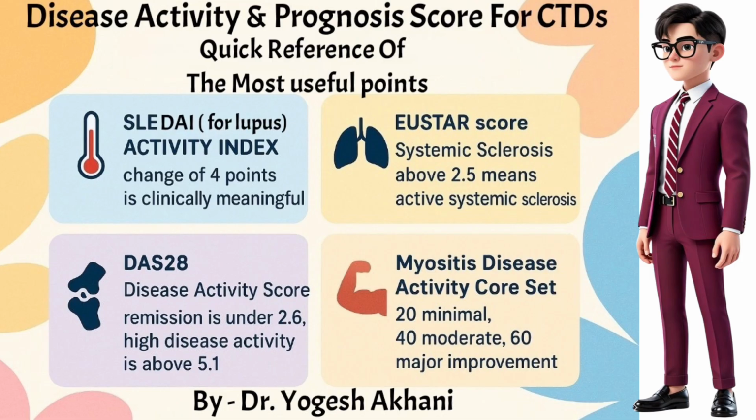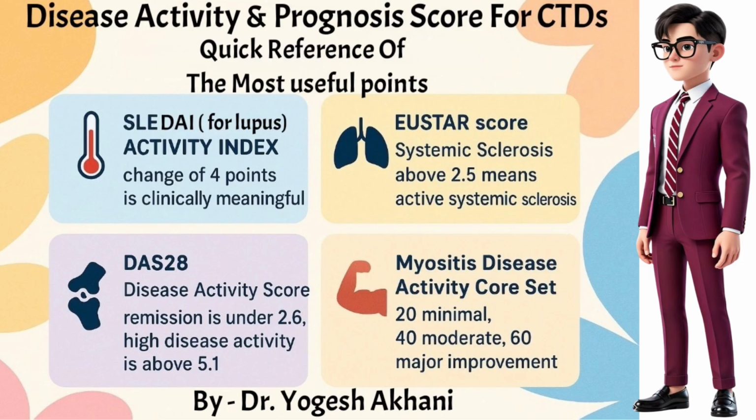EU-STAR, for systemic sclerosis. Now let's move to systemic sclerosis. Here we use the EU-STAR activity index. It includes things like the modified Rodnan skin score, new digital ulcers, tendon friction rubs, elevated CRP, and lung involvement. If the EU-STAR score is above 2.5, we call it active disease. That means the patient is at risk of progression, especially interstitial lung disease or pulmonary hypertension. So this tool helps us identify early activity and treat before damage sets in.